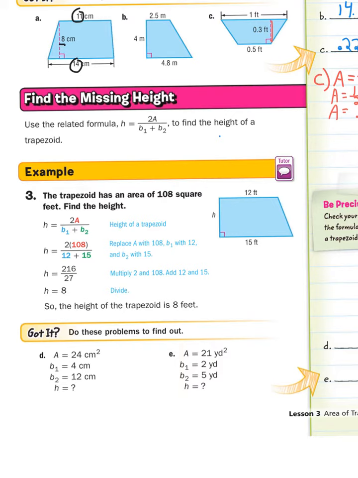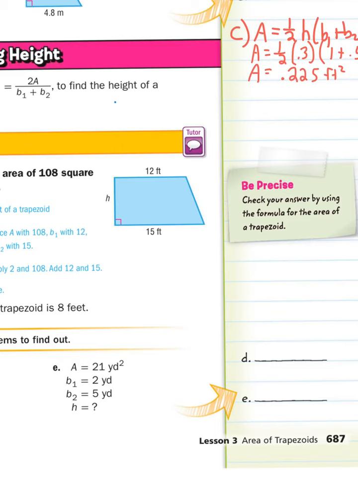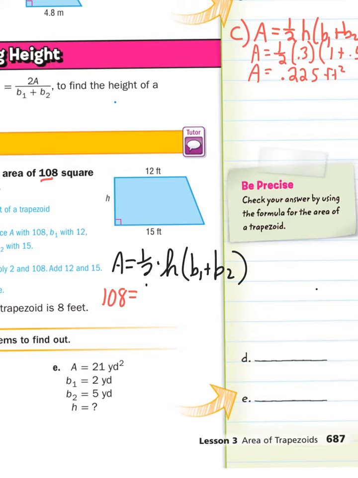So I'm going to start off with my formula, which by now you should have memorized because you've written it a bunch of times. Area is half times the height times base 1 plus base 2. Now I'm going to substitute everything I know in the right spot. So for example, they gave me area is 108, so the 108 gets substituted in for A. Equals half times the height we don't know, so that stays a variable, times base 1 and base 2 we do know. It's 12 and 15. So 12 plus 15, and don't forget your parentheses.